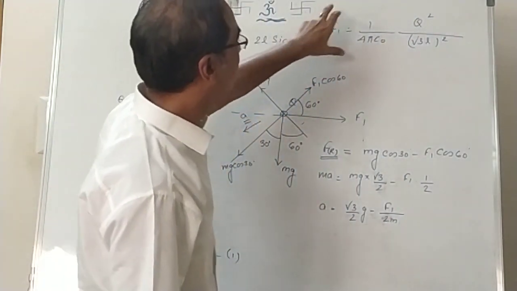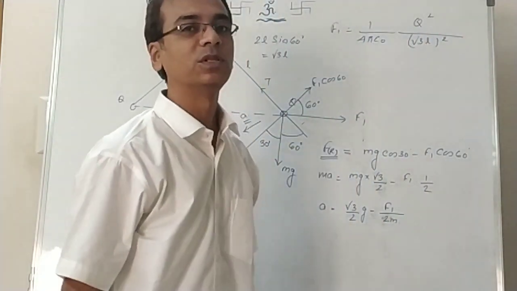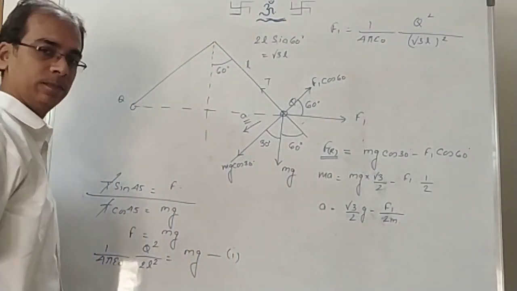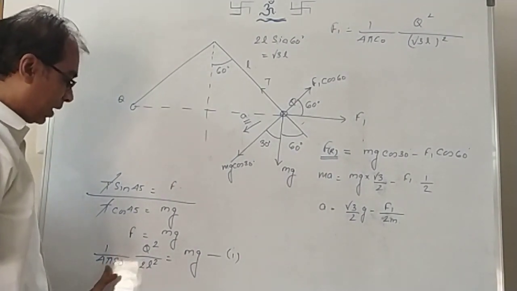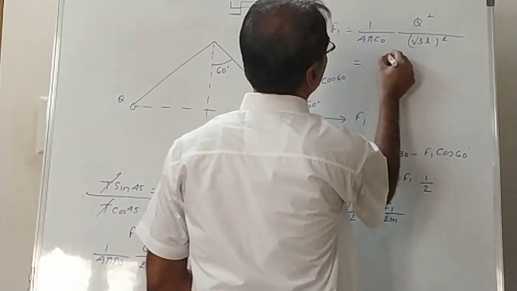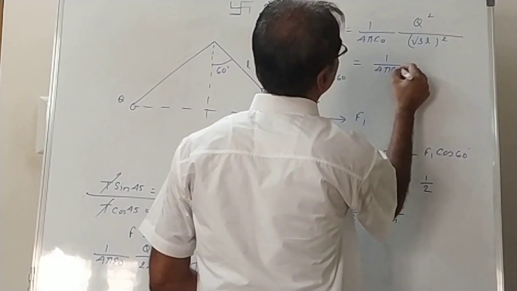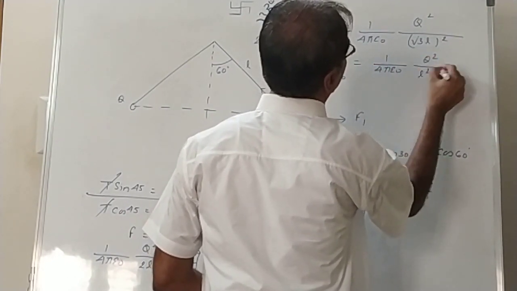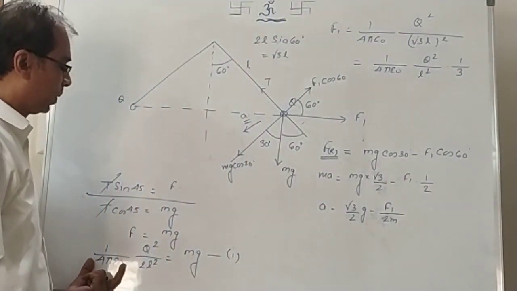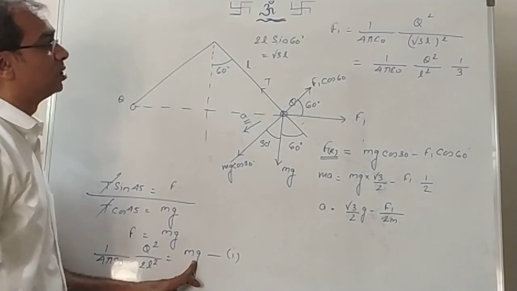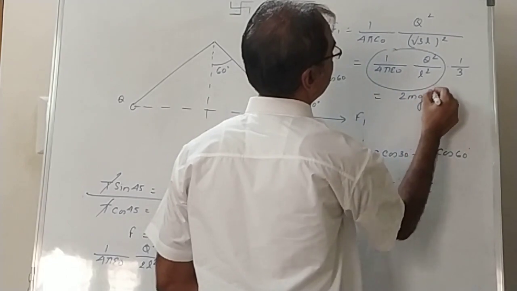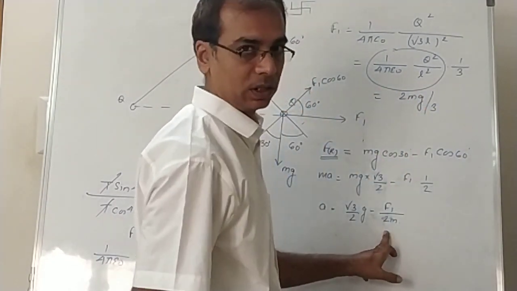Now what we'll try to do is convert this F1 in terms of mg, because we already have this value from here. So q square by 4 pi epsilon naught L square I can write as 2mg. First see what it is: 1 by 4 pi epsilon naught q square by L square into 1 by 3. From here, 1 by 4 pi epsilon naught q square by L square equals 2mg. So in place of this we can write 2mg, and it will become 2mg by 3. So here we are going to write 2mg by 3.